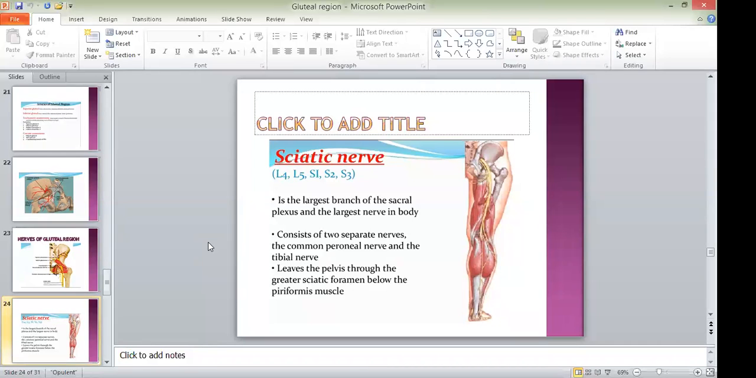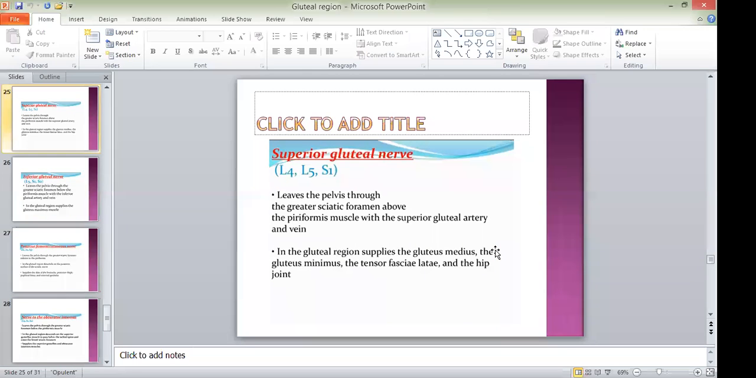It leaves the pelvis through the greater sciatic foramen below the piriformis muscle. ये piriformis muscle के नीचे जाता है और posterior side of the thigh पे, just above the knee joint, ये divide होता है common peroneal nerve में and tibial nerve में. Tibial nerve जो है ना, वो posterior side पे सीधा आता है, और जो common peroneal nerve है वो फिर anterior side पे जाता है. ठीक है?